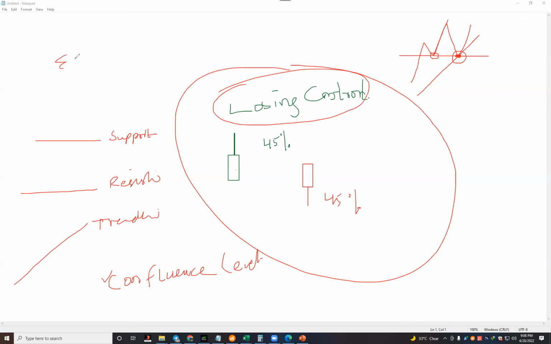How to know an exhaustion candle? It's very simple. If that is an exhaustion candle, then count the last 1, 2, 3, 4, 5 candles. If this sixth candle is bigger than the last five, it is called the exhaustion candle.